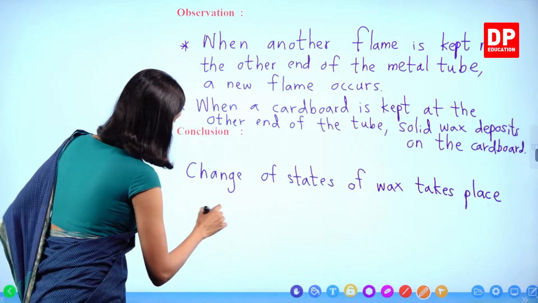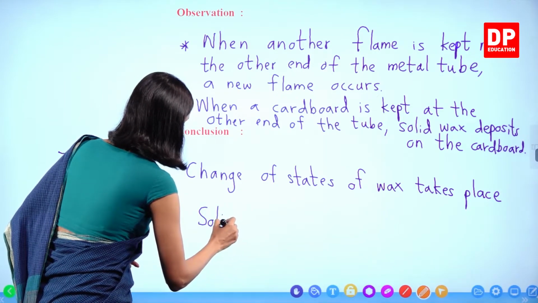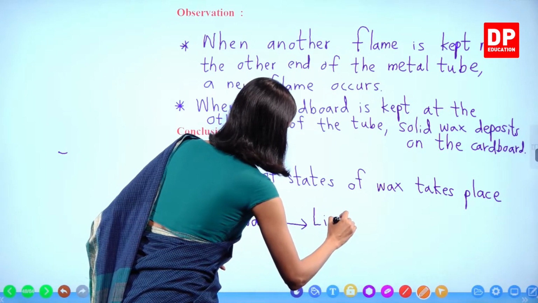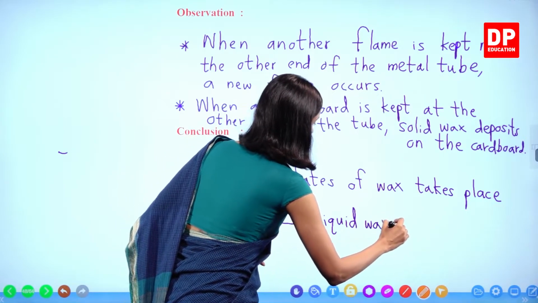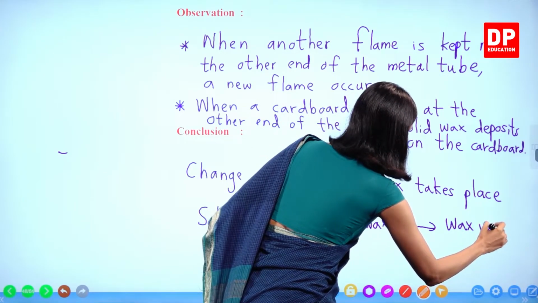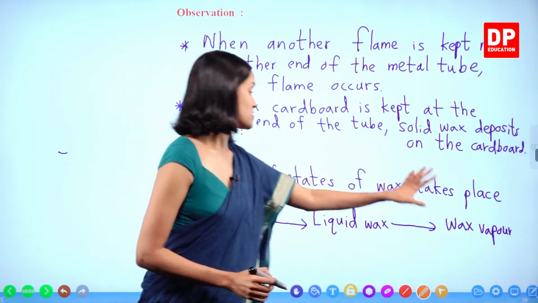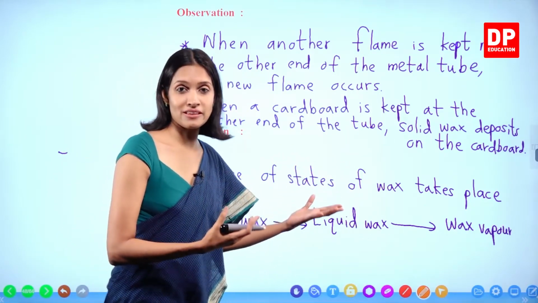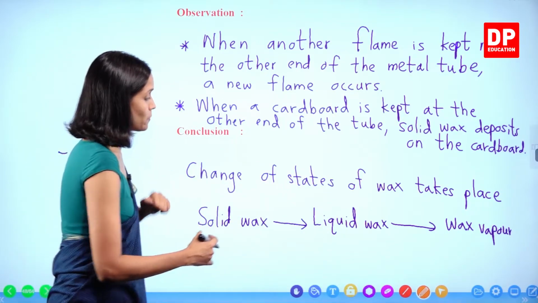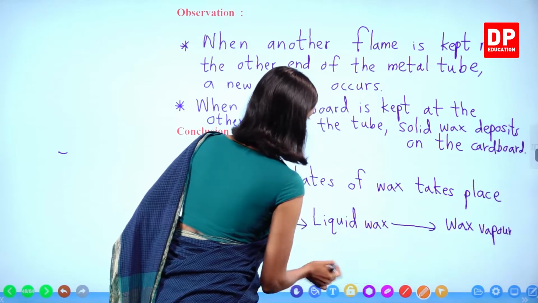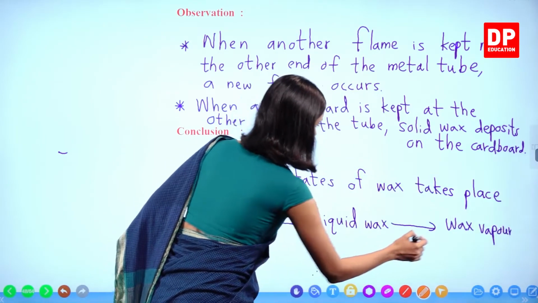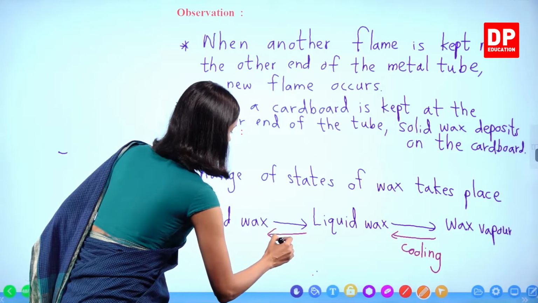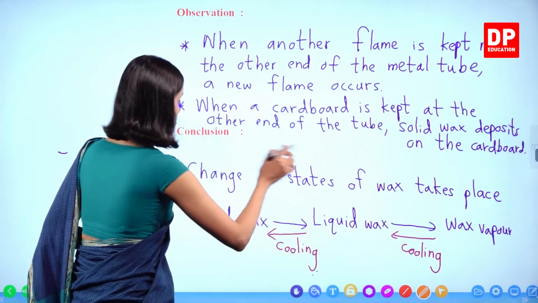Right? So how does this happen? Solid wax converts to liquid wax, converts to wax vapor. And we could see that with the wax vapor, first when we held the cardboard, it deposits as a patch, which means the liquid wax. And when we keep it another time, it forms solid wax, right? When it cools down more. So we'll write to the other side as well. Right? By cooling, wax vapor converts to liquid wax. Further cooling, liquid wax converts to solid wax.